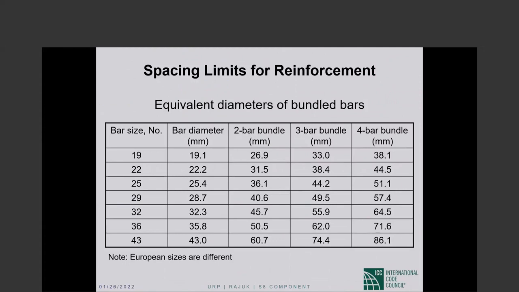Okay, the equivalent diameters are very conveniently given in this table. 2-bar bundle, 3-bar bundle, 4-bar bundle. So if you have 2-bar bundles of number 19 bars, the equivalent diameter is 26.9, 3-bar bundle 33.